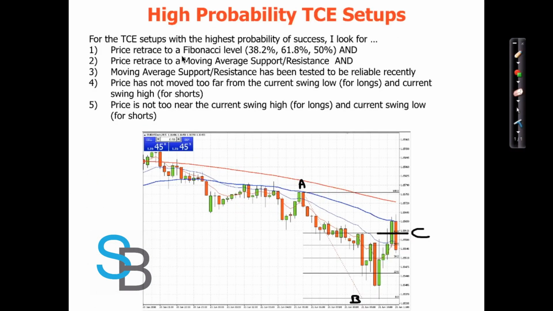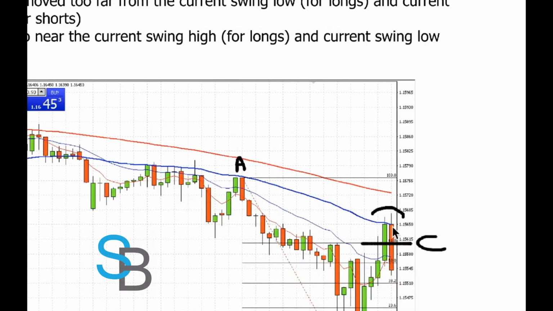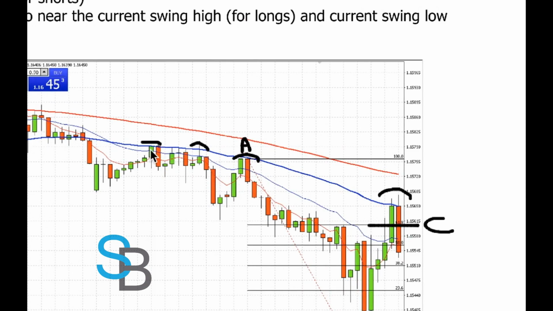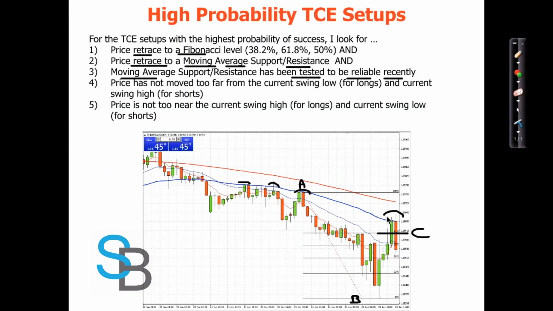Next, did it retrace to a moving average? Did it find resistance at a moving average? Yes. In this case, again, it's finding resistance at the 50 moving average. Next, was the moving average tested to be reliable recently? Yes, you can see that it was tested over here, tested here. In fact, it was tested multiple times. So for this currency pair, you can see that obviously the 50 has been respected very much by this currency pair. So that's what we're looking for.